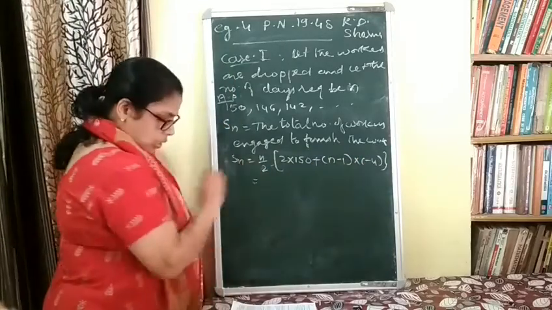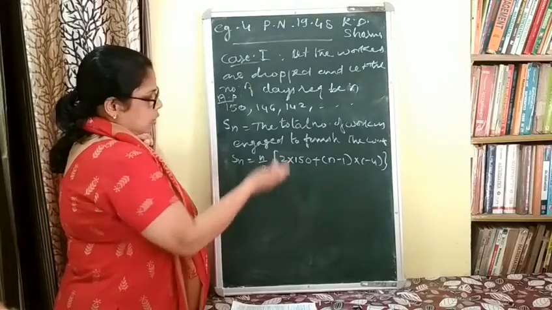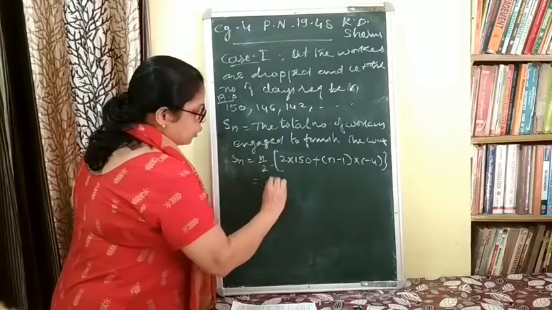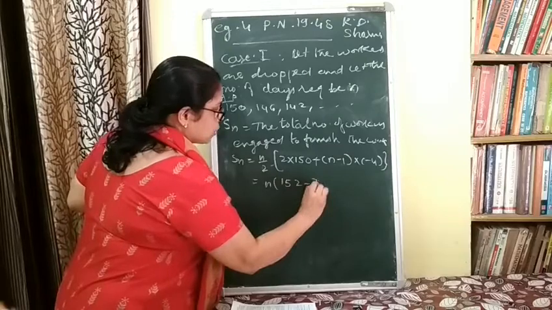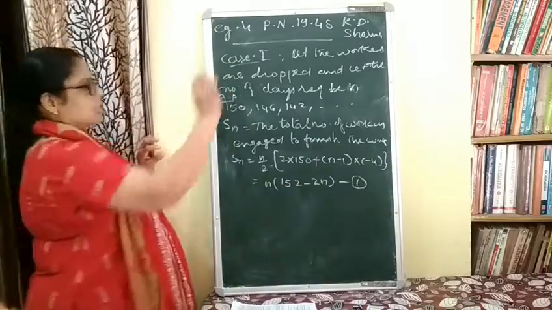You simplify it. I am not going to show you all the steps because of the shortage of space on the board, so I will directly write it as n into 152 minus 2n. This is equation number 1. This is the case in which the workers are dropping.